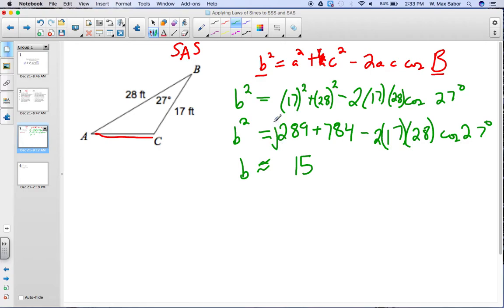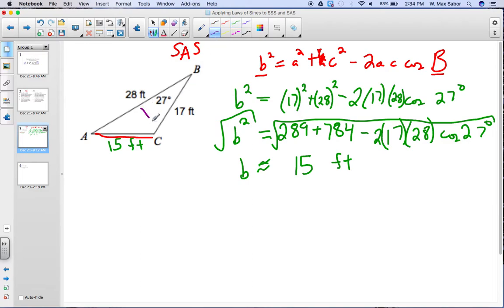So I'm taking the square root of both sides, and I'm typing it all into a calculator. You're going to be given a calculator if it's a law of cosines problem. So it's 15, and that's the side length. This is 15 feet. Now we have found the third side. We need to make sure that we know the largest angle. So we need to find the largest angle.